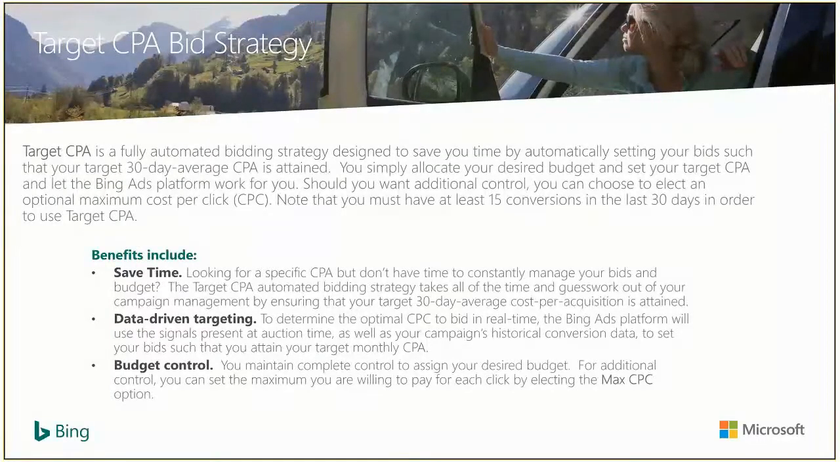Second, for advertisers who are using conversion tracking, we are also introducing the Target CPA bid strategy. Target CPA is designed to help you achieve the cost per acquisition that you have in mind. Bing Ads will set automatic bids using signals available at auction time, as well as your campaign's conversion history, in order to achieve your desired cost per acquisition. Just like with the other strategies, you retain full control over your budget, and you can optionally set a maximum cost per click for additional control.